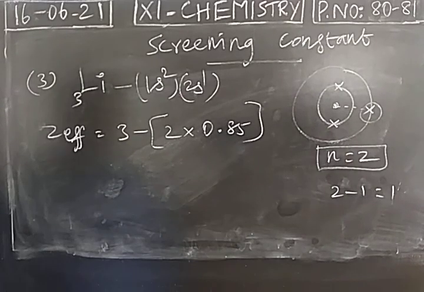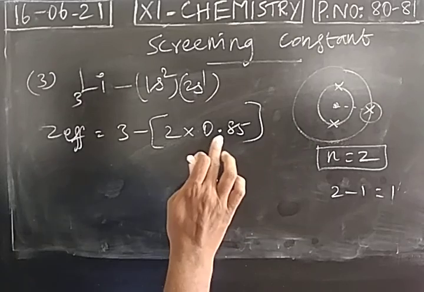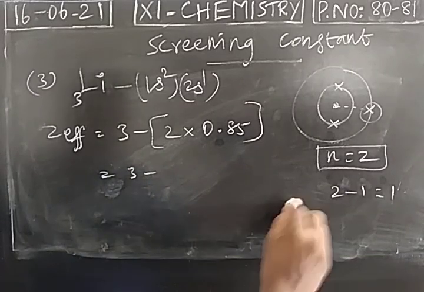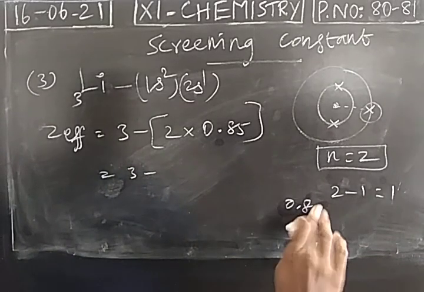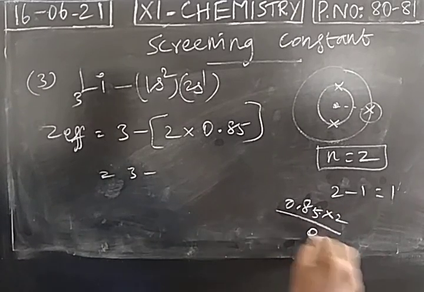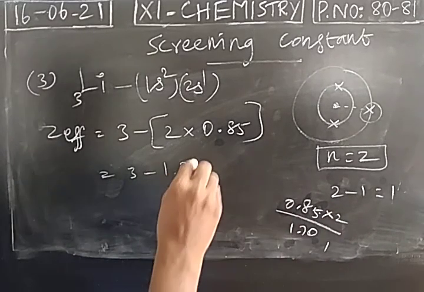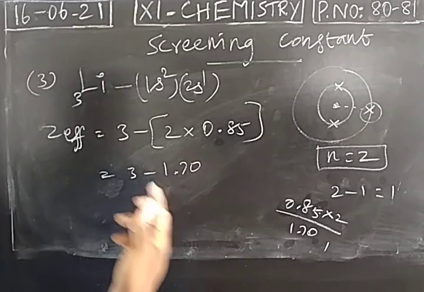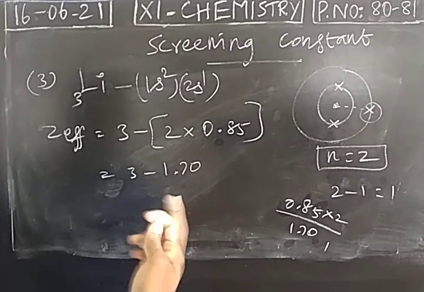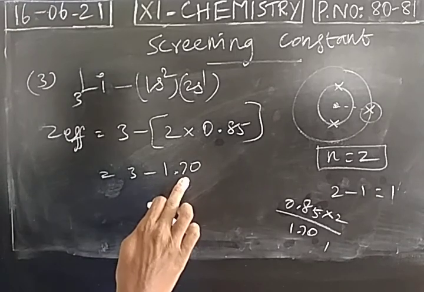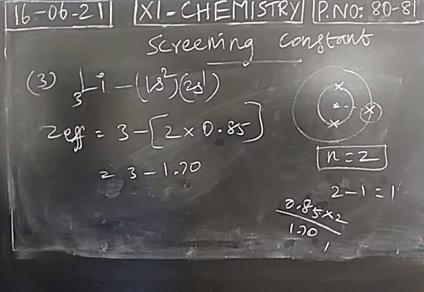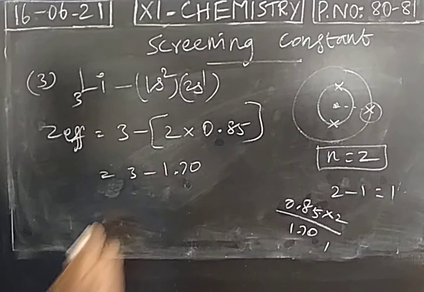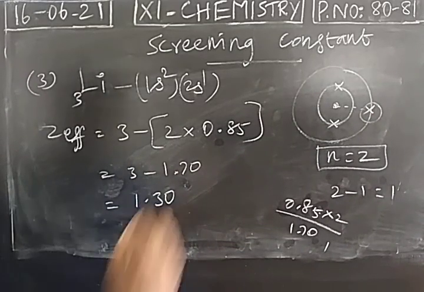2 electrons present in the n minus 1 cell, and each electron will contribute 0.85 towards a screening constant. So 3 minus 1.70. Nuclear charge 3, but there is a shielding effect. It is represented as a screening constant value 1.70. When we subtract screening constant from the nuclear charge, we get the effective nuclear charge. Net charge experienced by the valence electron. It's called the effective nuclear charge. 1.30.